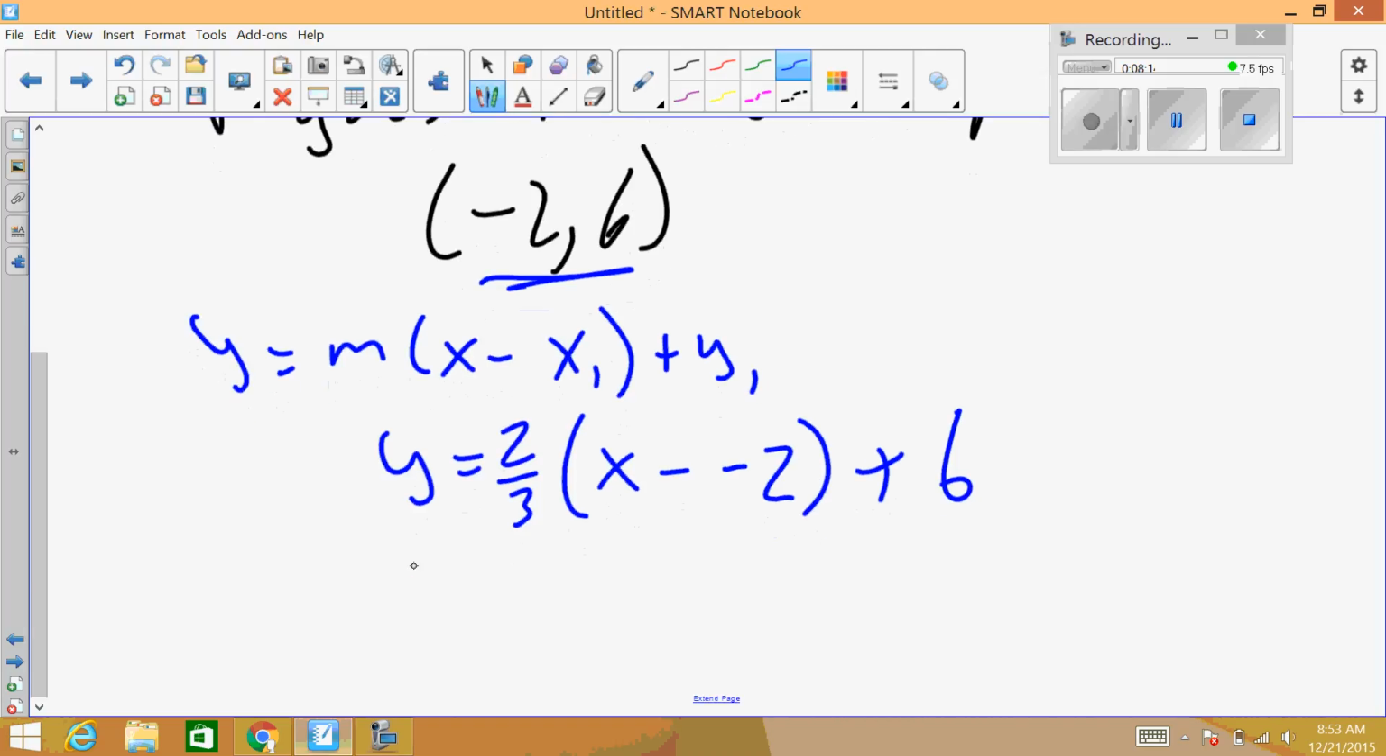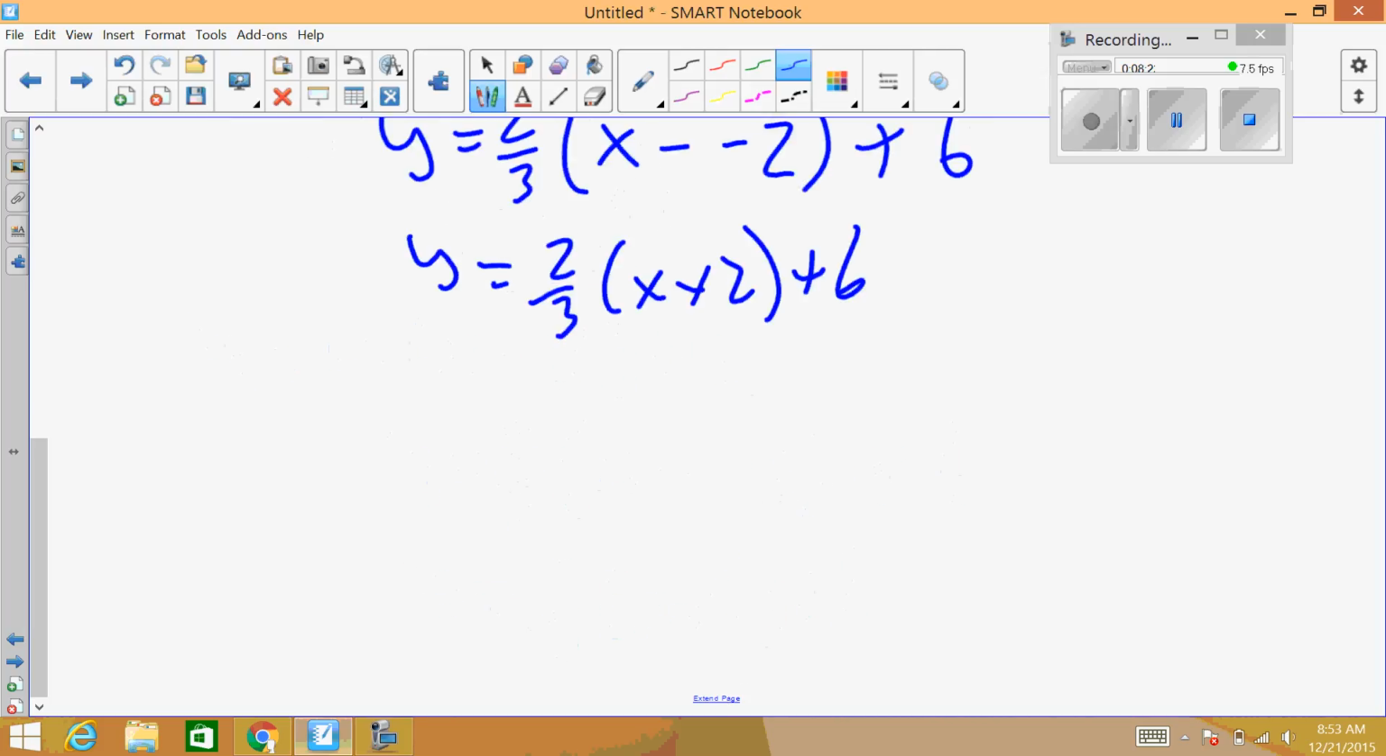Let's simplify that a little bit. Y equals 2/3 x plus 2 plus 6. Well, we've successfully got an equation of a line parallel to the one that we were given through the point that we were given, but we might want to simplify that to slope-intercept.